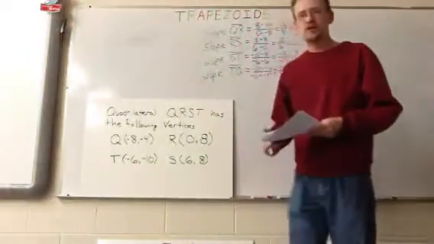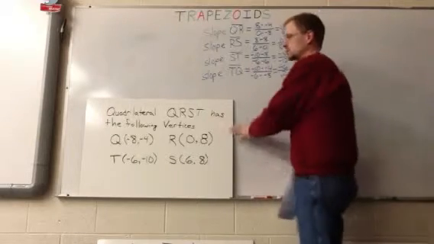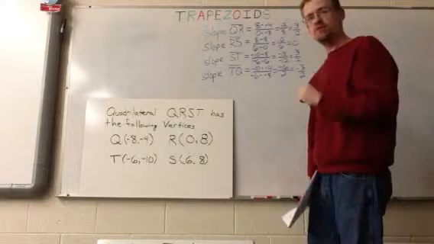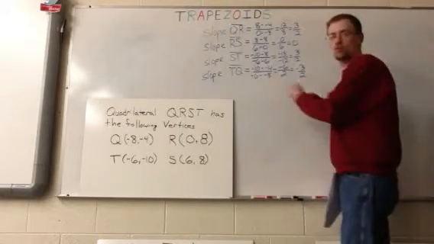Okay guys, part 2 of our look at trapezoids. At the end of the last video I gave you a set of coordinates to look at, to determine whether it's a trapezoid. We're going to look at the slopes of all 4 segments, see if 2 of them are parallel. Here's how your work should have worked out.